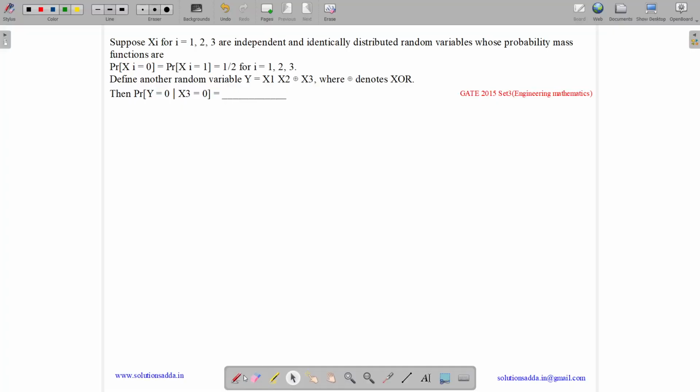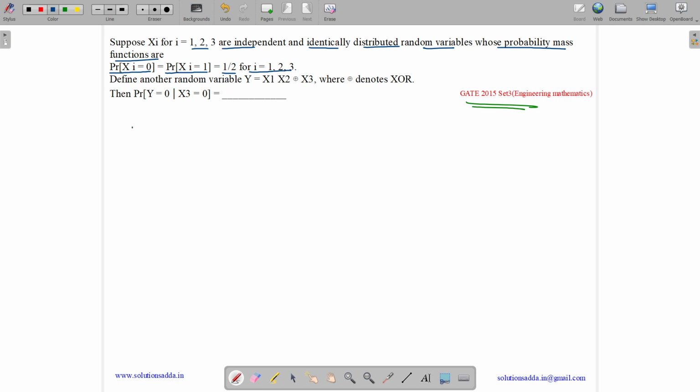This question belongs to engineering mathematics subject and was asked in GATE CSE 2015 set 3. So the question states, suppose Xi for i equals 1 to 3 are independent and identically distributed random variables whose probability mass functions are: probability of Xi equals 0 is equal to probability of Xi equals 1 equals 1 by 2, for i equals 1 to 3.